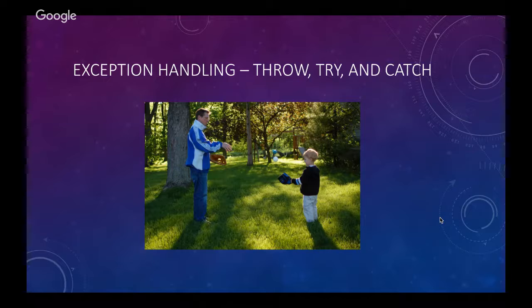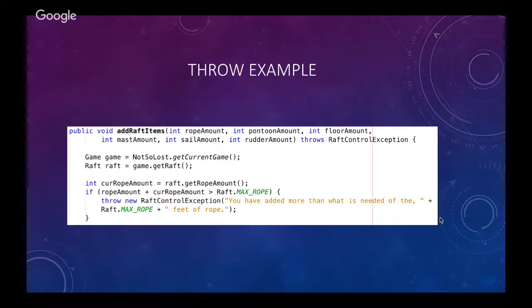Exception handling: throw, try, and catch. Here is a throw example in the code: adding raft items throws a raft control exception in the game. If an error is created, rather than breaking the code and halting the game, it will prompt the user.